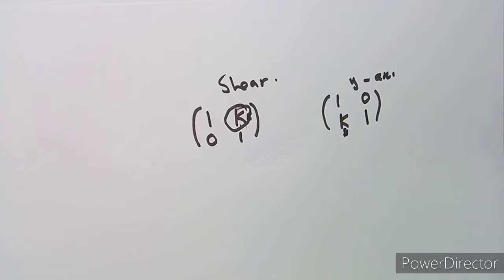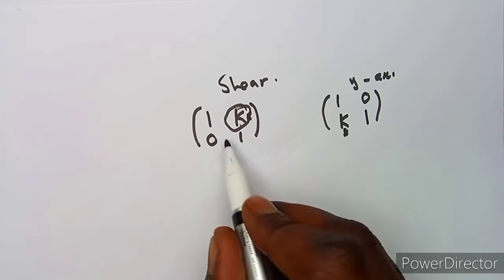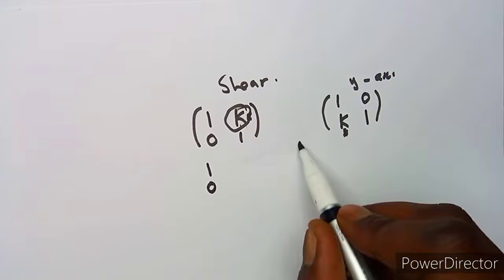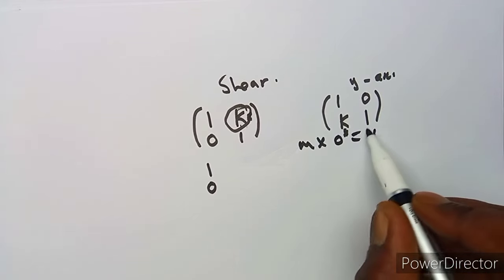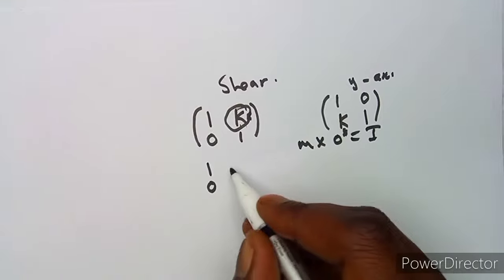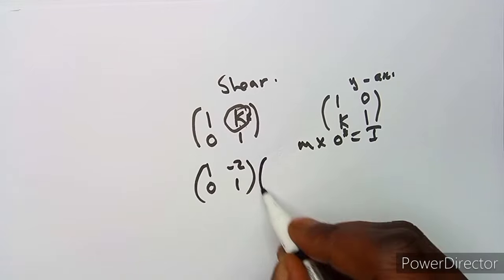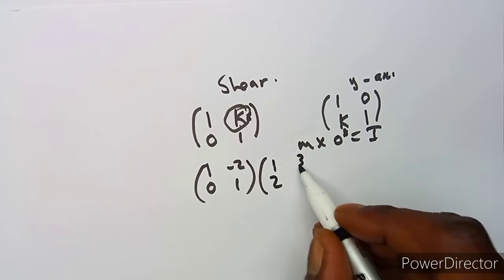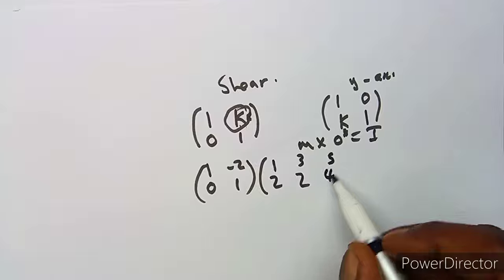So you have to list down all these matrices. I think that's going to be the best way to do it. List all of them so that you can know how to take them and even memorize them. Okay, so that's your shear factor, which is 1, 0. Remember, matrix times object gives us image. So matrix for shear, where I have got minus 2 as my shear factor, times the object. The object is this triangle 1, 2, 3, 2, 5, 4. Just write this as a matrix.